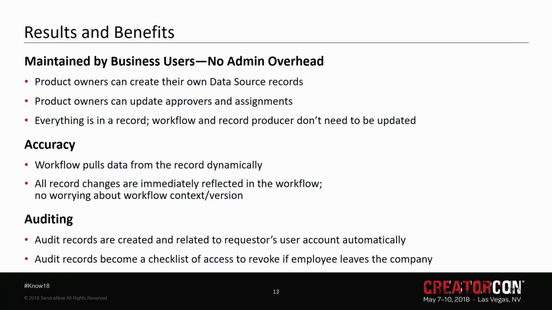Accuracy has also been improved. Like we showed, everything is being pulled from that record at runtime. We don't have to worry about workflow versioning issues. We don't have to worry about things going off to the wrong places. As long as we're keeping these records up to date, the workflow and the record producer are also immediately updated and immediately taking advantage of those changes. So we're going to send everything exactly where we're telling ServiceNow it should go without worrying about that workflow version.